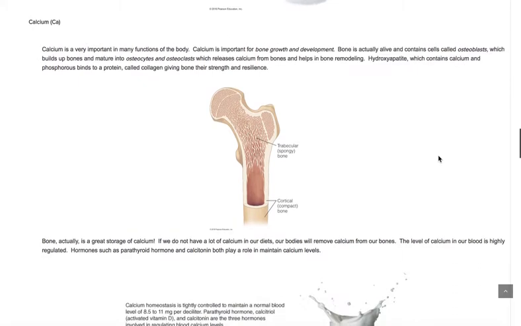Another really important mineral is calcium. We hear all the time about the importance of calcium, especially in bone growth. When you were a child, it was important for you to have milk and other foods that are high in calcium. And it's still true now.